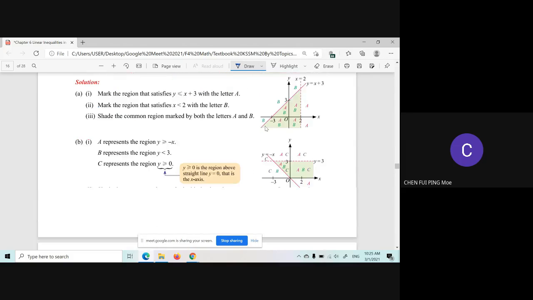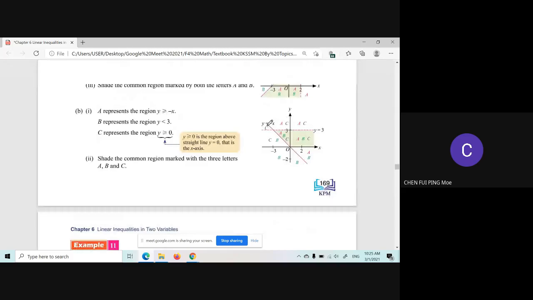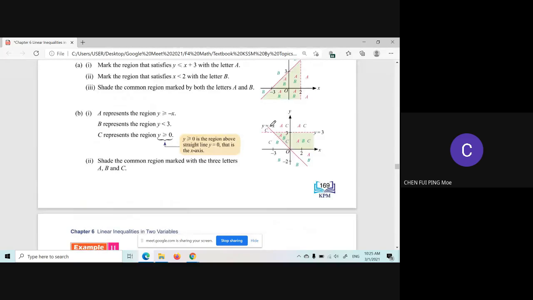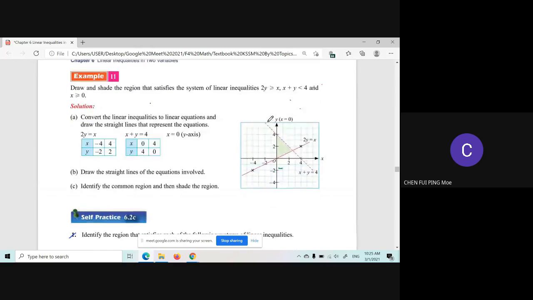Can you understand so far how we identify the region? Can understand? So far okay? Can understand? Need me to give you more examples? Can you give me some response?